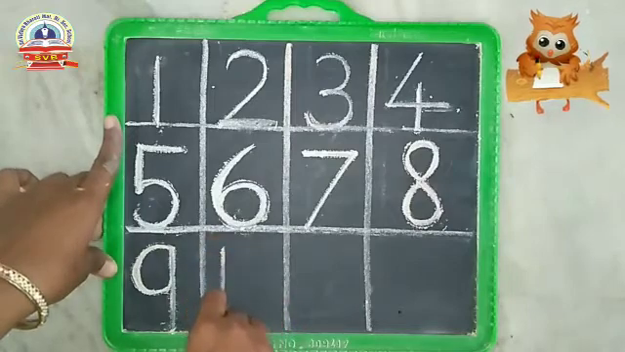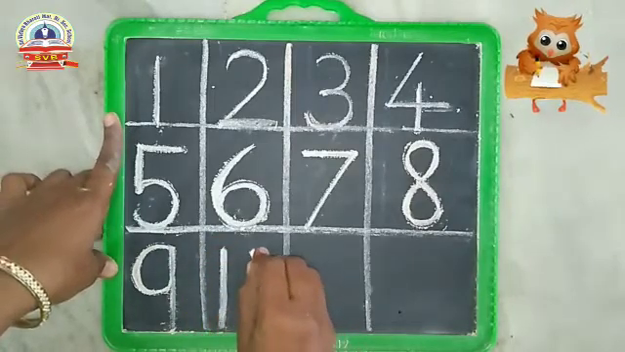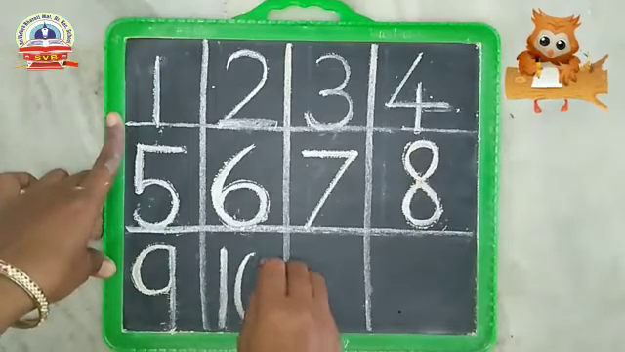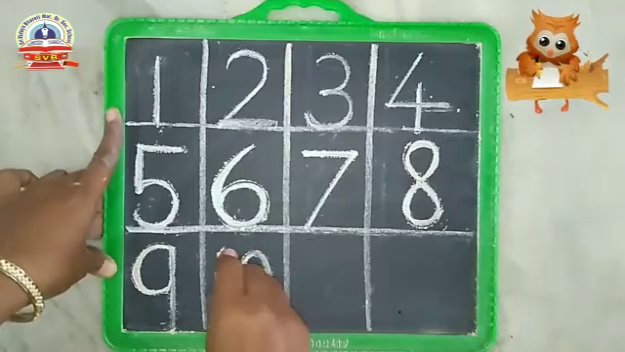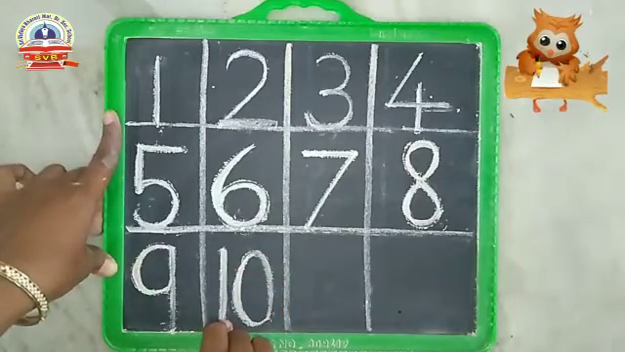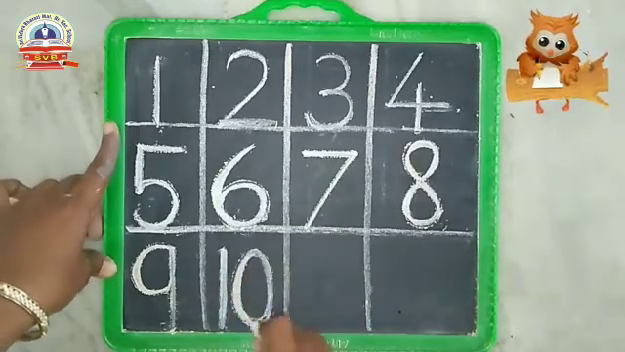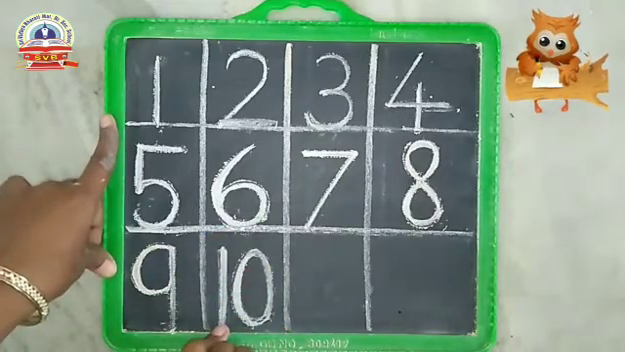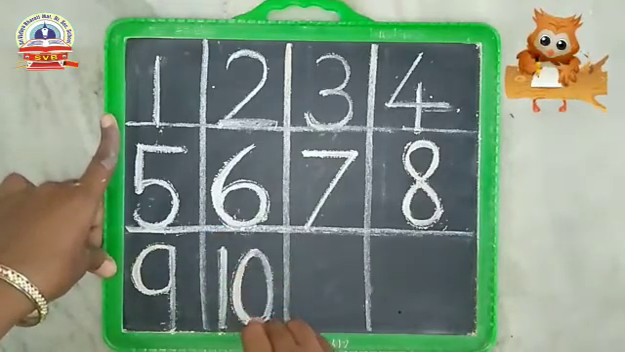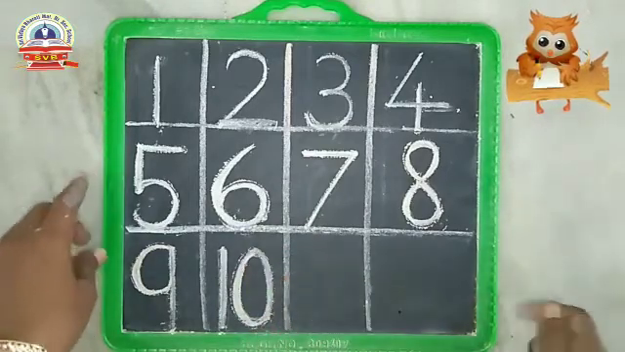Standing line from top to bottom. Write again, standing line from top to bottom and draw a circle. This is number 10. Write again. Standing line from top to bottom and draw a circle. This is number 10. Write with me. Standing line from top to bottom and draw a circle. This is number 10. Children, now turn on your slate.